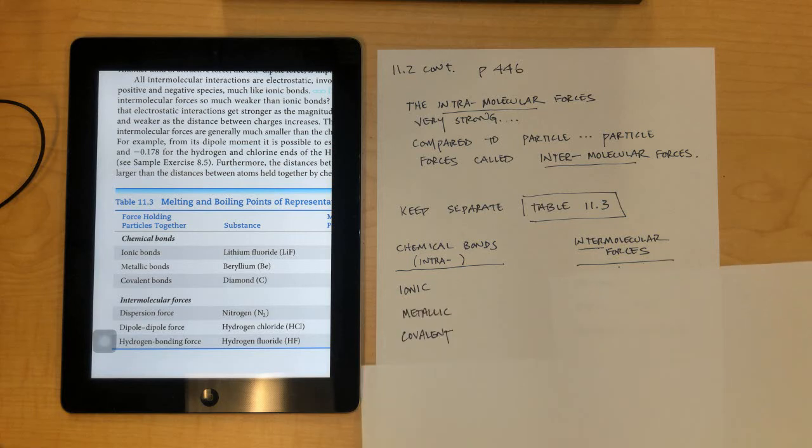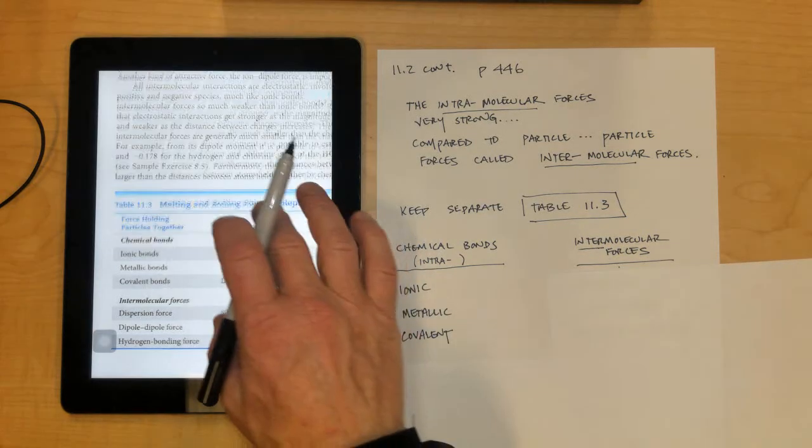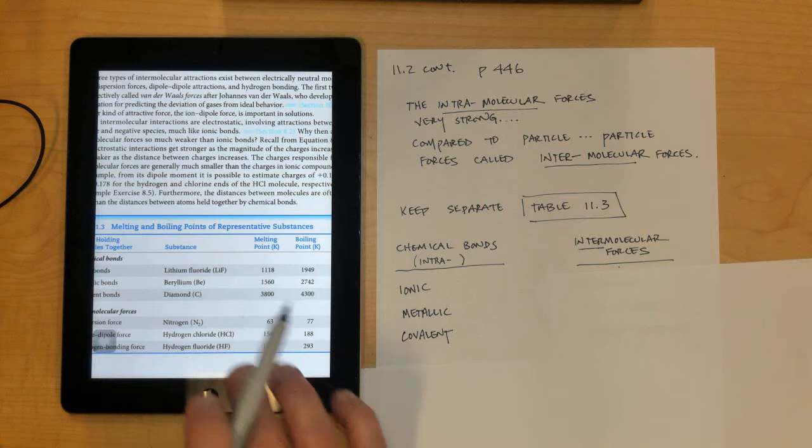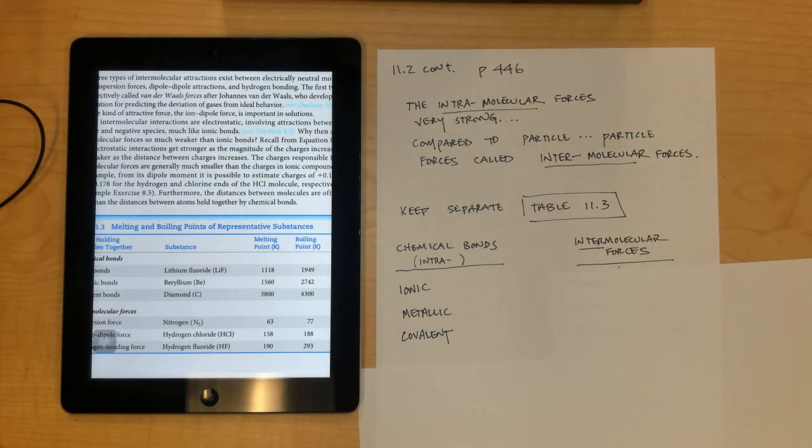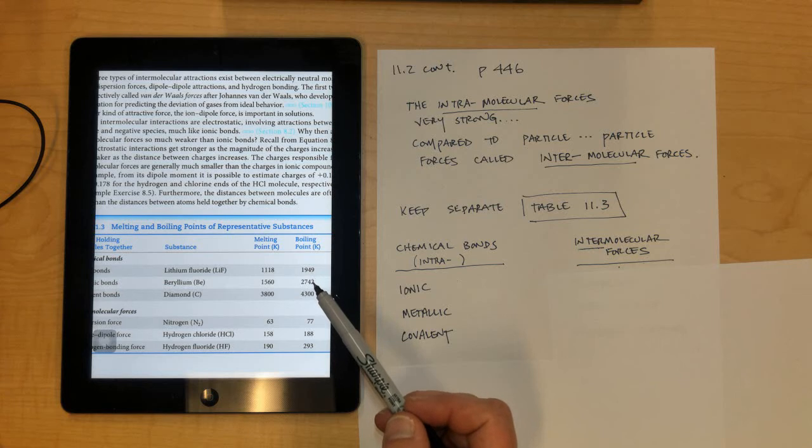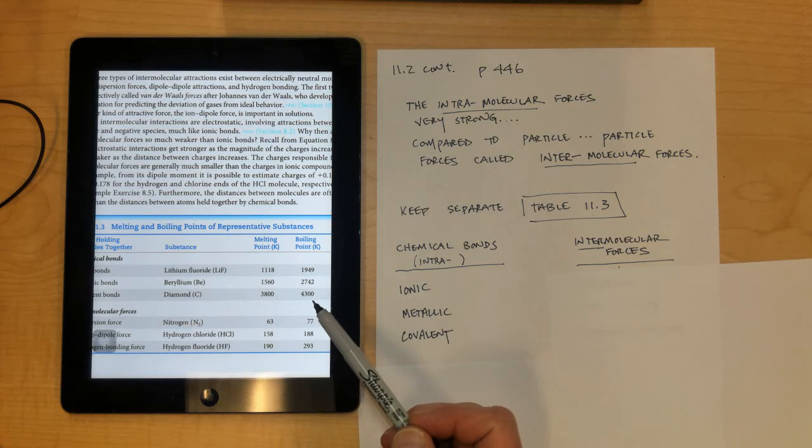Ionic, metallic, and covalent. These have some examples right here, and it makes their melting points and boiling points be super, super high when things are only composed of ionic bonds or only metallic bonds or only covalent bonds, because it takes a lot of energy to separate those substances. And you can see that they're on the order of 2,700 or 4,300 for their boiling point.